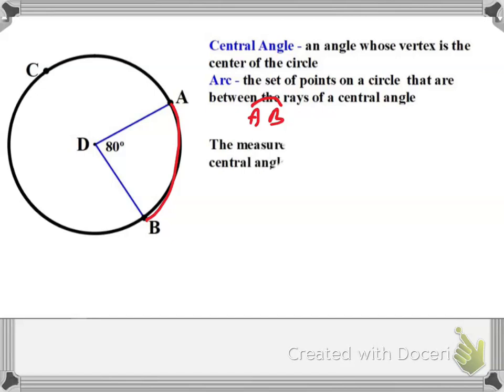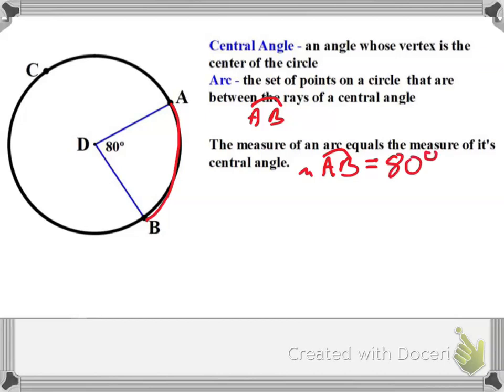Arcs are measured just like angles are measured. An arc's measure is the same as the measure of its central angle. So the measure of arc AB is equal to the measure of angle ADB, which we can see right there is 80 degrees. So the measure of arc AB is also 80 degrees. Not too bad. Pretty easy stuff so far.